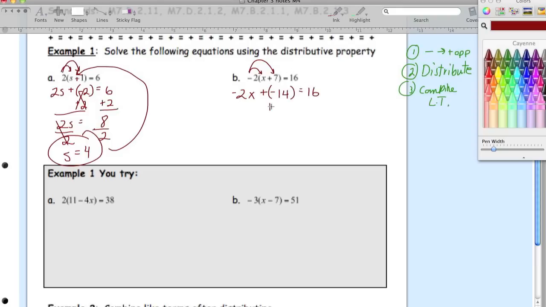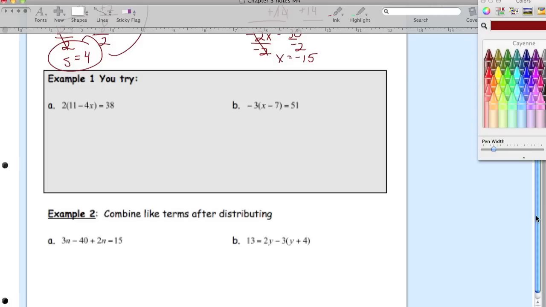I want to get x by itself, so I add 14 to both sides. Those cancel, negative 2x comes down, and I get 30. These are being multiplied, so I divide. x equals negative 15. All right, let's try some more. I'm going to make that add the opposite. I'm just going to go through these ones quickly.